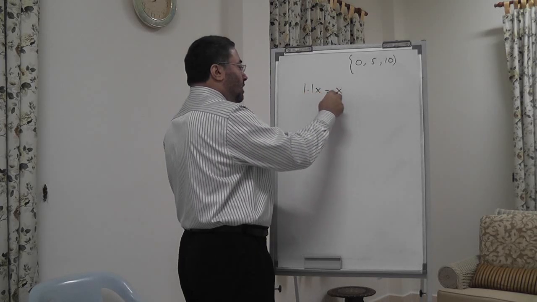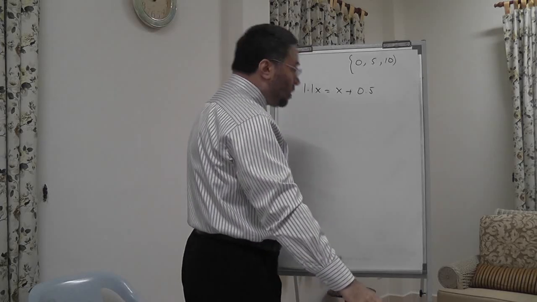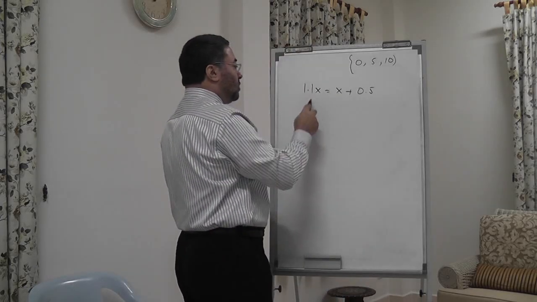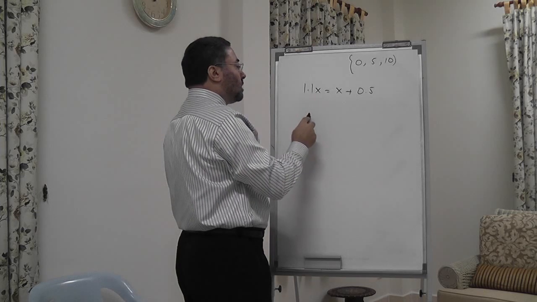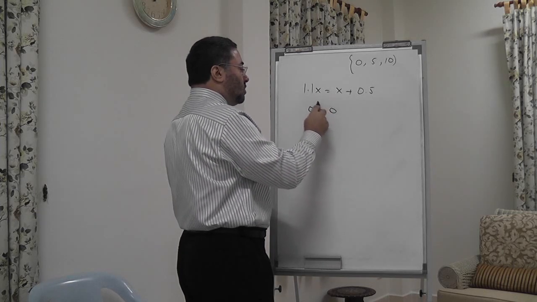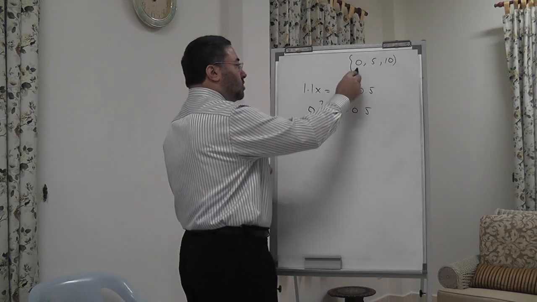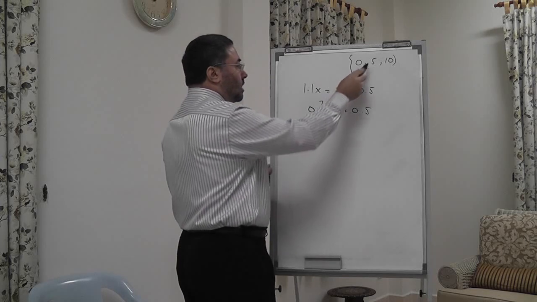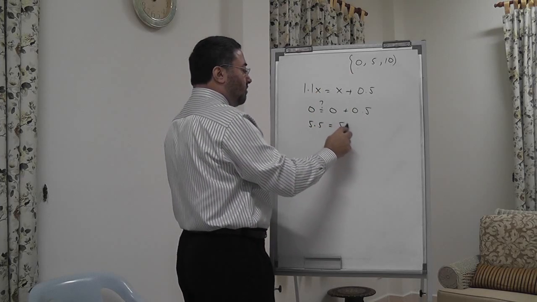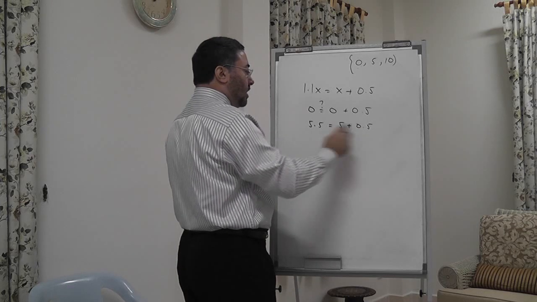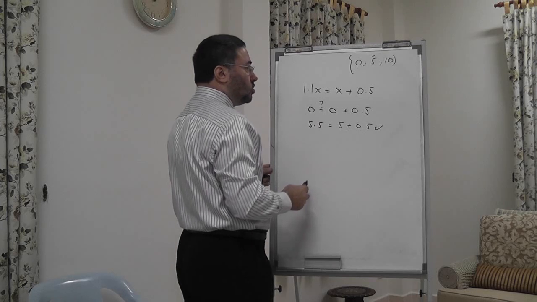1.1x is equal to x plus 0.5. We replace x by 0, so that this will be multiplied by 0. 1.1 times 0 is 0, is equal to 0, question mark here, plus 0.5. That's not true, so this is rejected. Replace x by 5, that will be 5.5 is equal to 5 plus 0.5, and that's accepted. So this is a solution.